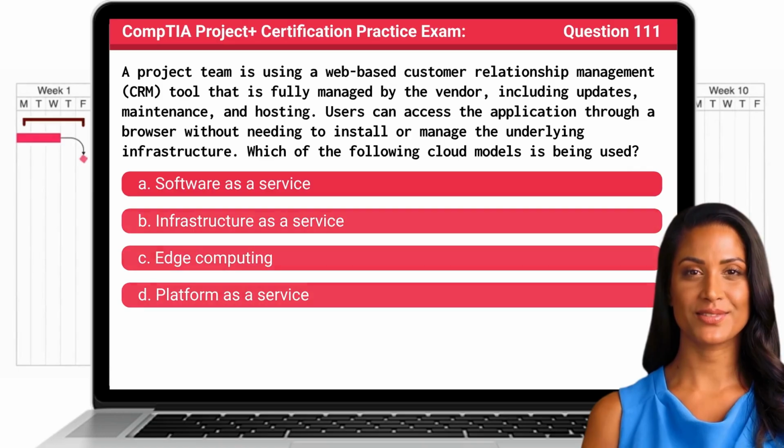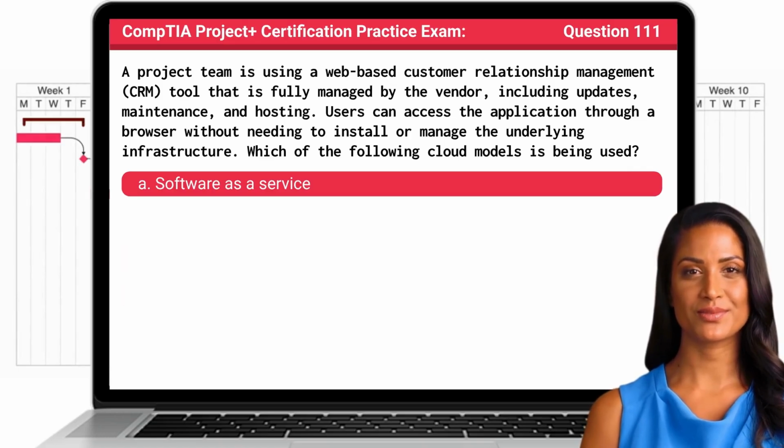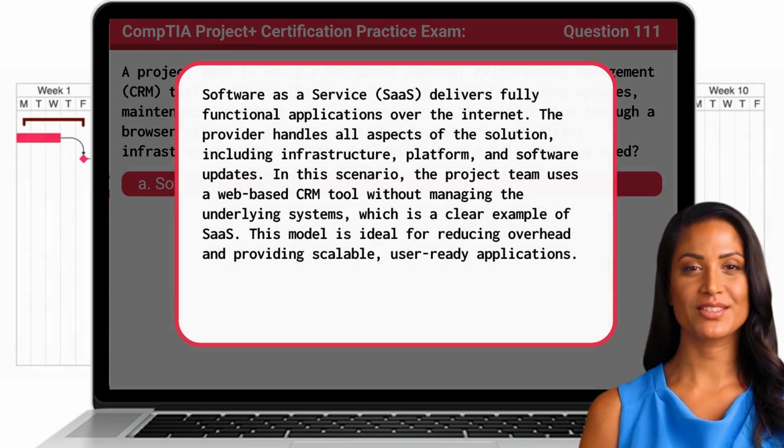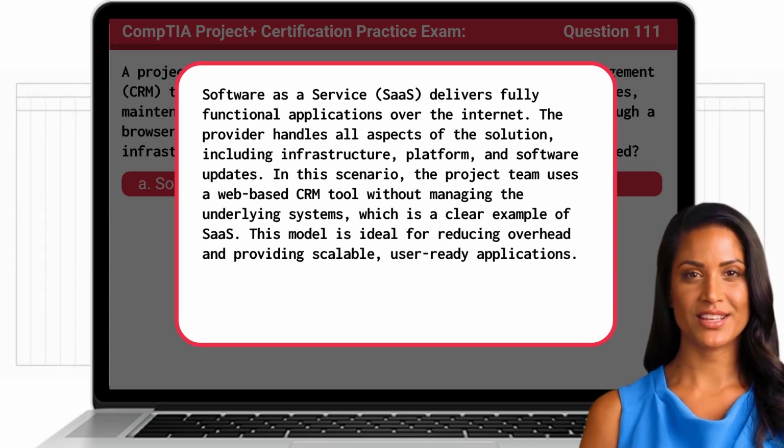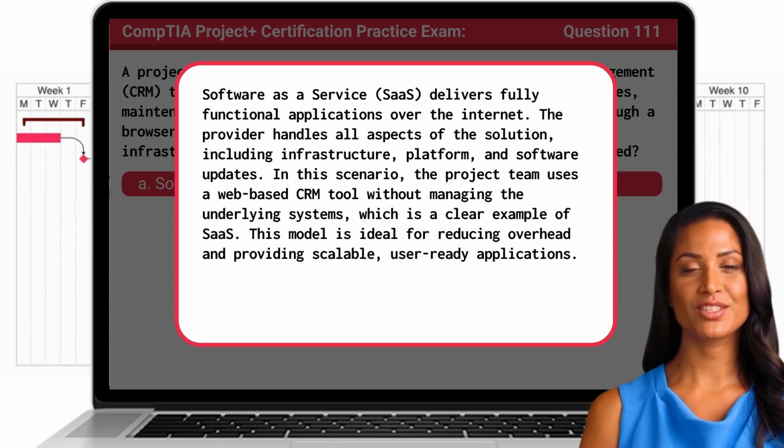The answer is A. Software as a service. Software as a service, or SaaS for short, delivers fully functional applications over the Internet. The provider handles all aspects of the solution, including infrastructure, platform, and software updates. In this scenario, the project team uses a web-based CRM tool without managing the underlying systems, which is a clear example of SaaS. This model is ideal for reducing overhead and providing scalable, user-ready applications.